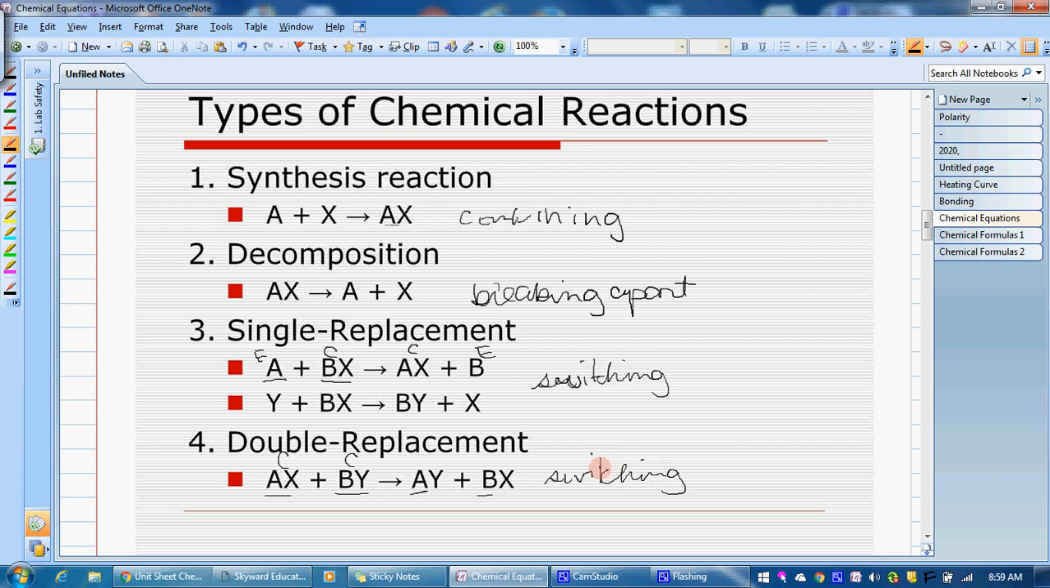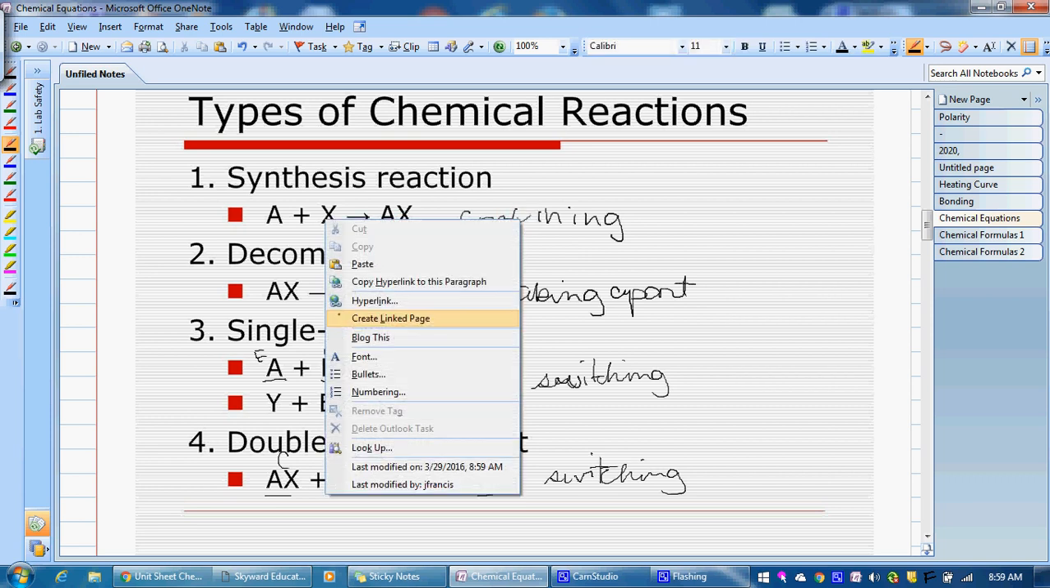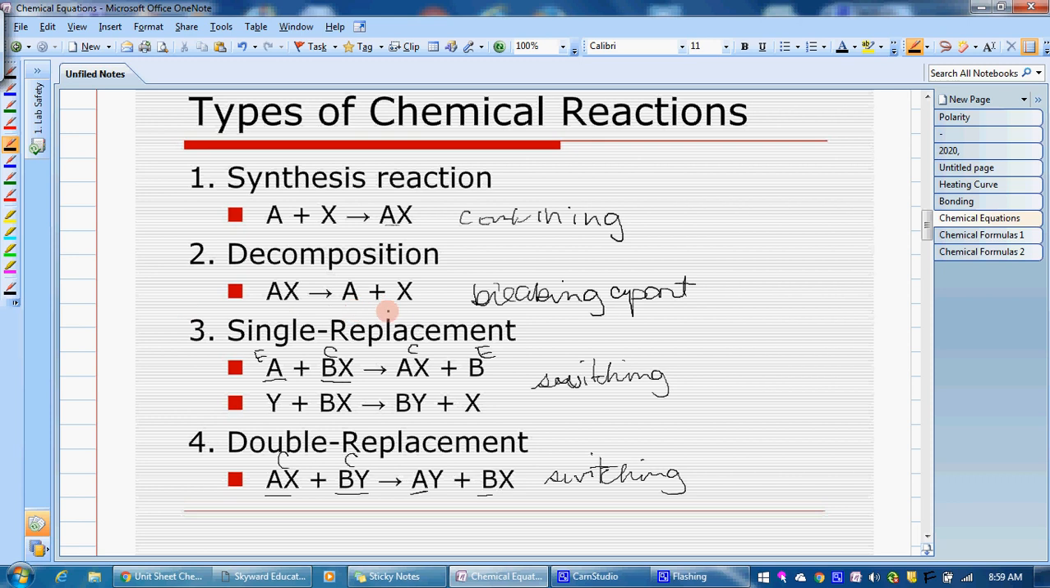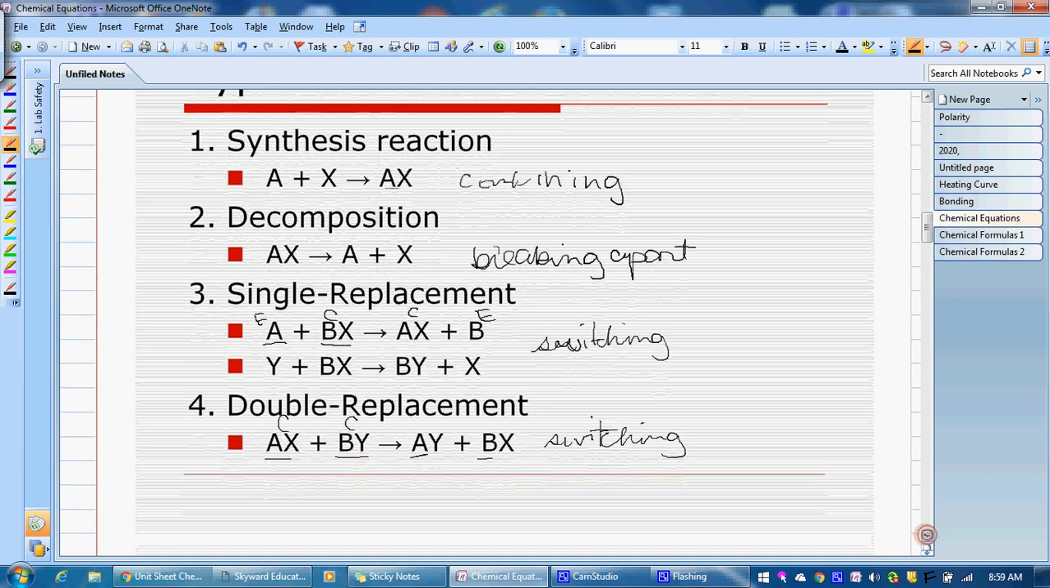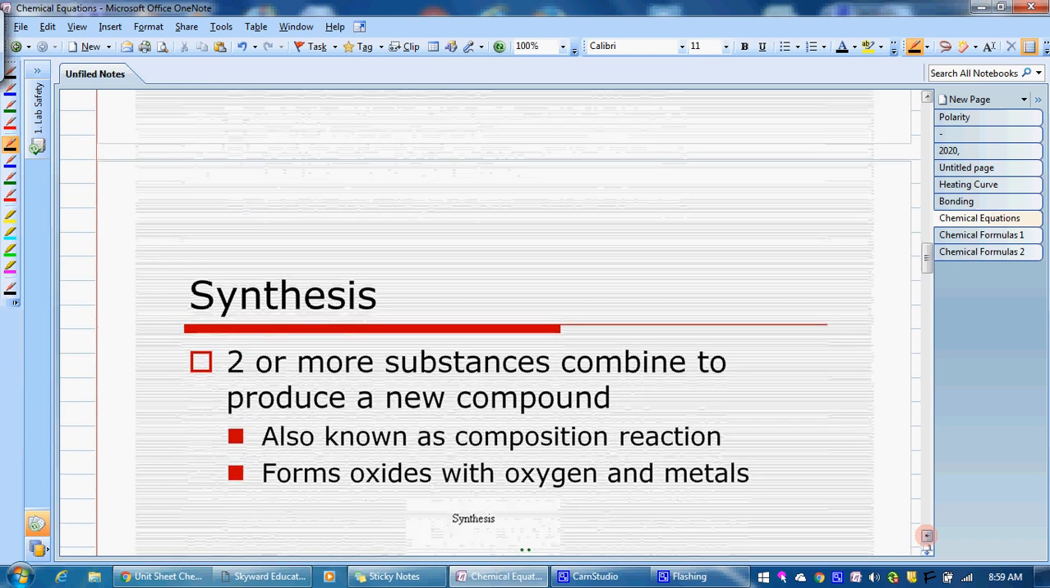So that's usually the easiest way to look at these, is that you have 2 things combining. You have, for the second one, 2 things breaking apart. Then you have an element in a compound where the metal switches place, and you have 2 compounds where, again, the metals switch places. So those are your 4 types of reactions from this slide.